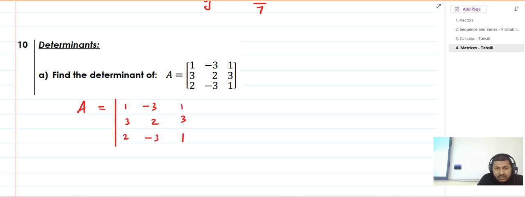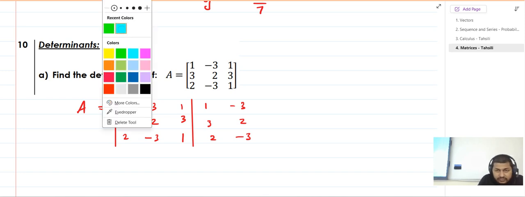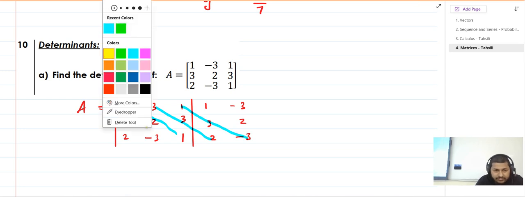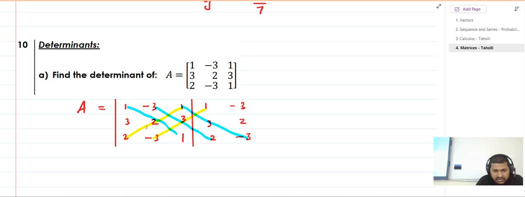Right, put your vertical line here, extend the first two columns, 1 and negative 3, 3, 2, 2 and negative 3. This is just one of the easy methods for solving a 3 by 3 determinant. There are other methods which involve cofactor expansions and stuff which we don't need to know. So we're going to take the down diagonals and minus the up diagonals. Just remember the V. When you draw a V, down first and subtract up. Okay? Down diagonal minus up diagonal.